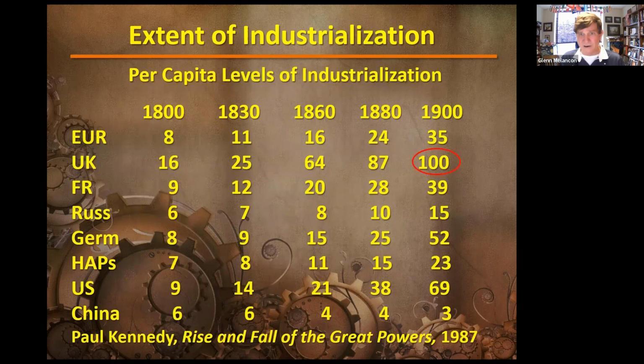Another way of looking at industrialization is if we try to measure it in some way. And so here we have per capita levels of industrialization. Per capita means by head, by population. This table is from Paul Kennedy's Rise and Fall of the Great Powers. He wrote it in 1987. It's looking at the relationship between economic and military might.